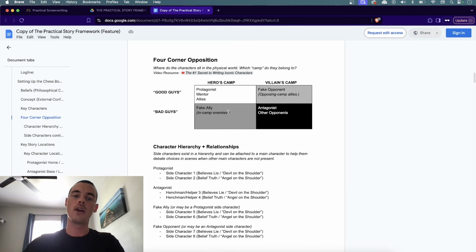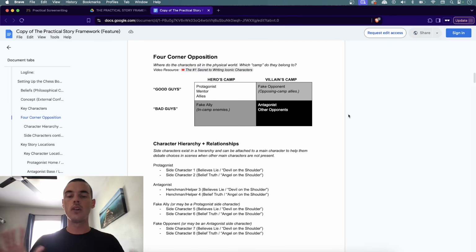But then we also have these two gray zones. And the gray zones are, just like I've said, your fake opponents, and again, there can be many of these, are opposing camp allies. So this would be characters that are within the villain's camp, right on the villain's side, but are actually in support, maybe philosophically or even externally, they're in support of our good guys, right? They are traitors to the villain. And the other way, we have the fake ally. These are in-camp enemies. These are traitors to your hero. These are your Judas characters, right?